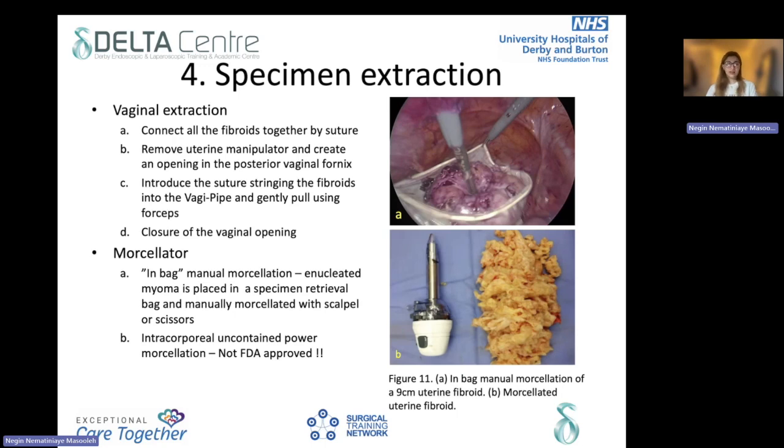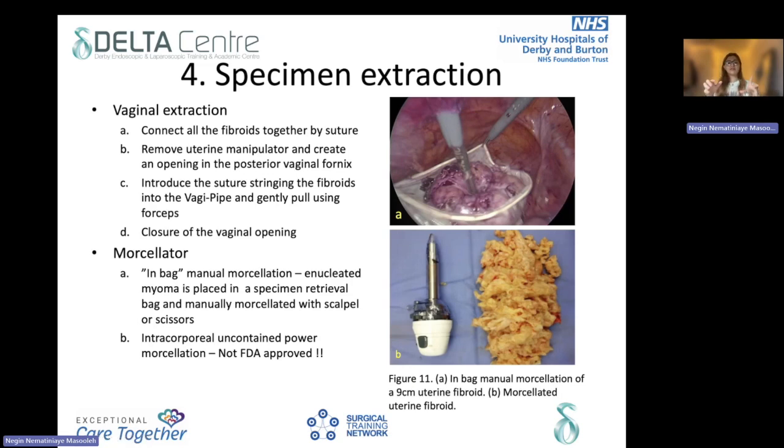There is one that is called in-bag manual morcellation. Basically, as shown in picture A, you put them in the bag and you start cutting it into smaller pieces. That's manual. It's a bit time consuming because you have to cut it individually by hand and make it smaller. Or there is power morcellation, which is basically the electric version of it, and makes the fibroid into these smaller pieces you can see on picture B.